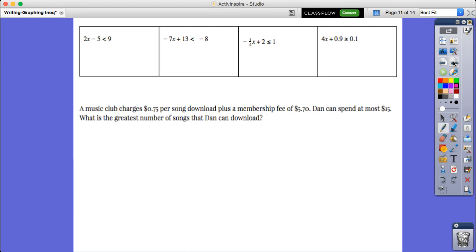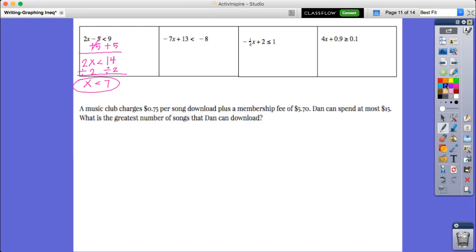Now, let's look at these. We've got 2x minus 5 is less than 9. I'm going to add 5 to both sides. And I get 2x is less than 14. Now, that 2 is being multiplied to that x, so I'm going to divide both sides by 2. 2x divided by 2 is x, is less than 14 divided by 2 is 7. And that's my final answer.